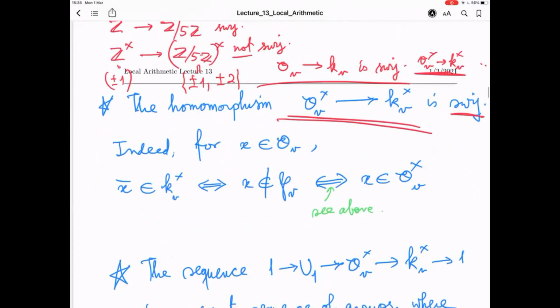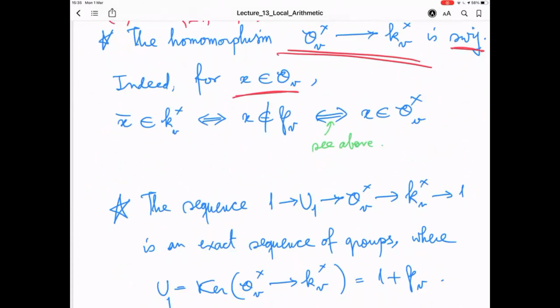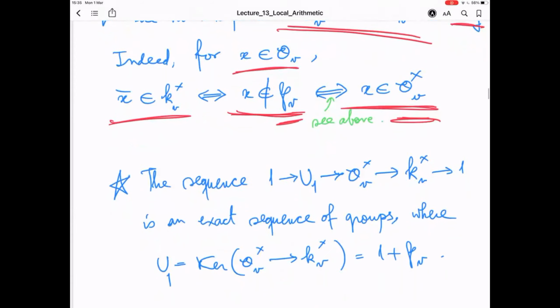How do you prove this? So let's take an element in OV star. To say that its image in KV is in KV star is the same as saying that X is not in PV, but X not in PV means that X is in OV star. Okay, and therefore this map is surjective. I mean, we have already proved that every element of OV which is not in PV is in OV star.